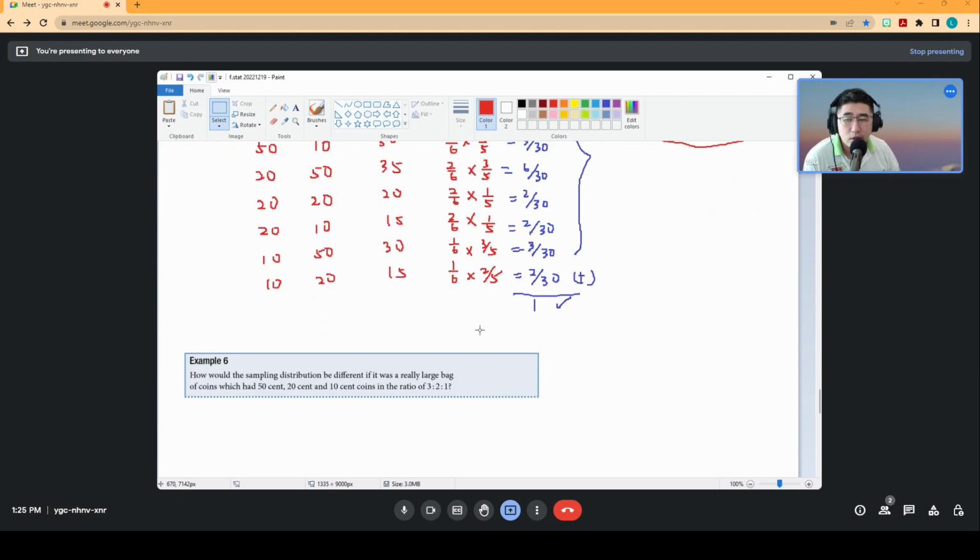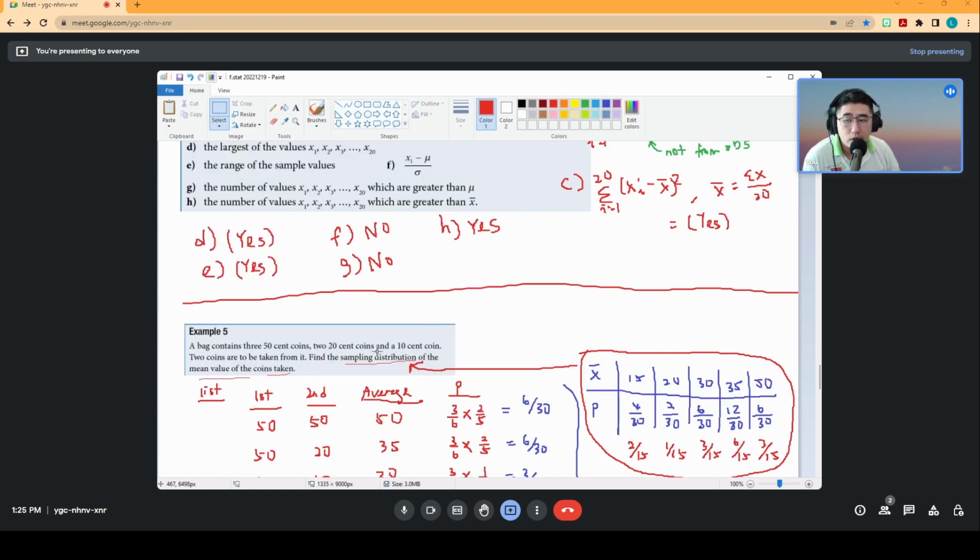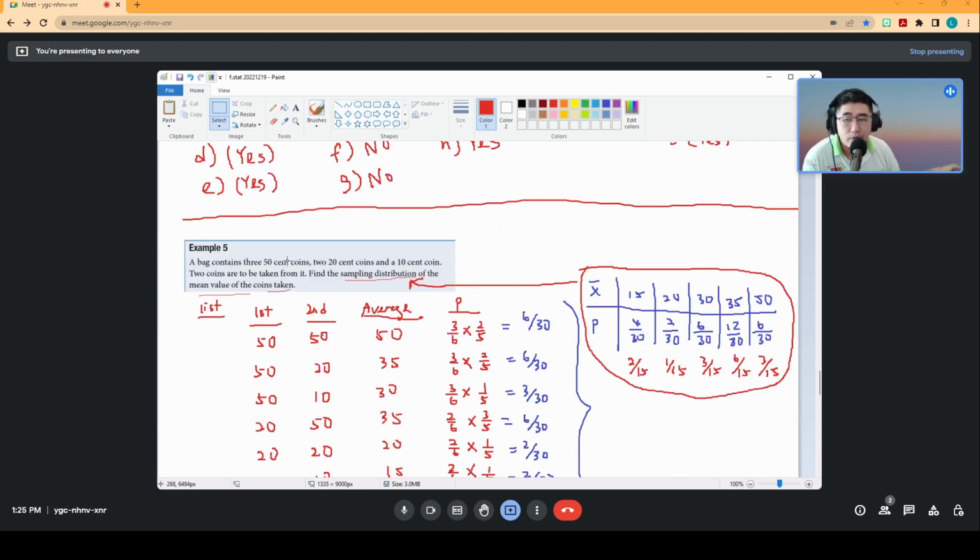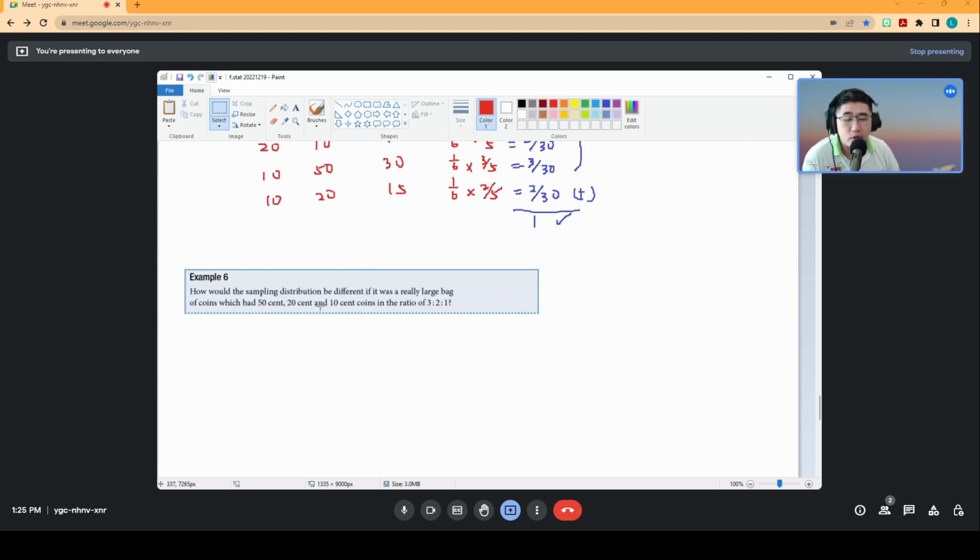Now, how do we look at this example? How would the sampling distribution be different if there is a really big bag of coins which has 50 cents, 20 cents, and 10 cents in the ratio of 3 to 1? This is continuing from example 5. For example 5, you only have a limited number of coins. This one is really big. Because it's so big, the ratio keeps remaining the same.